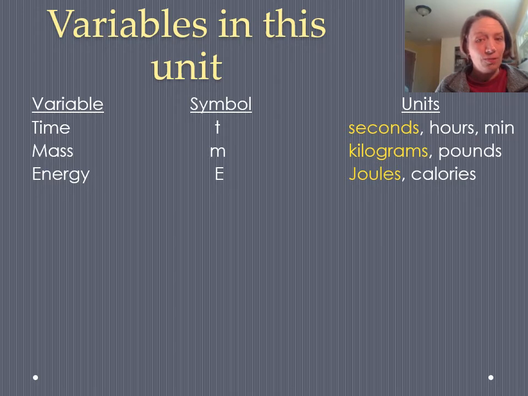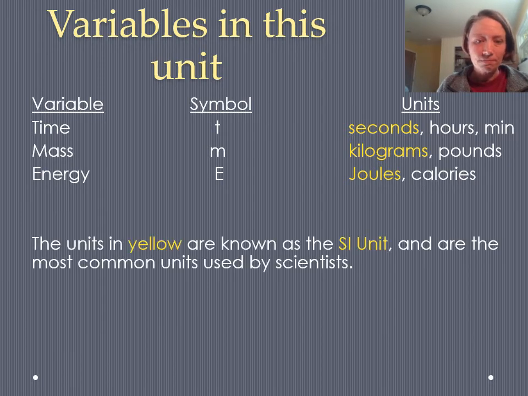The third variable that we're going to be using a lot in this unit is energy, which is represented by a capital E symbol. And you may not have heard the word joules before, or maybe you have in a science class, but I'm certain you've seen the word calorie before. Of course, every time you look at the back of a bag of chips, it talks about calories, which is measuring the amount of energy that is stored up in that chip. The units that I wrote in yellow there, the seconds, kilograms, and joules, are special. They're known as the SI unit.